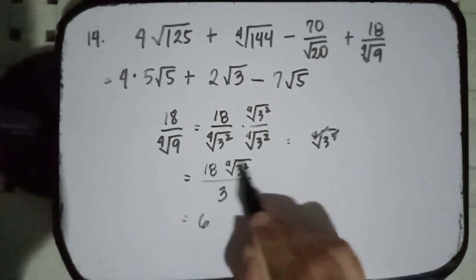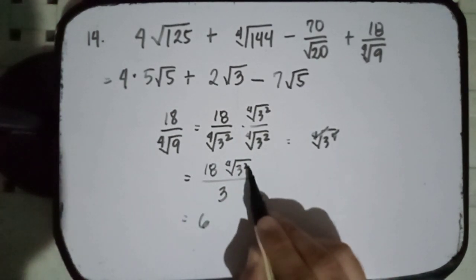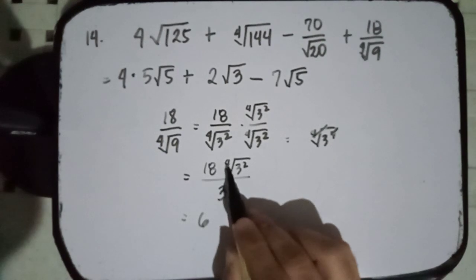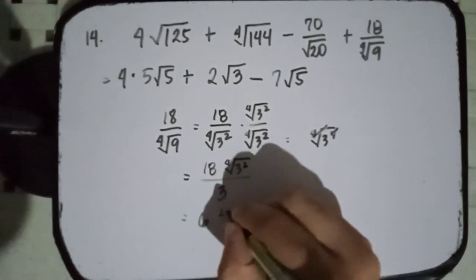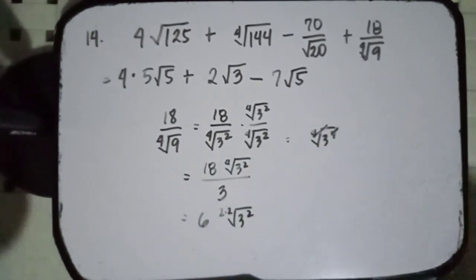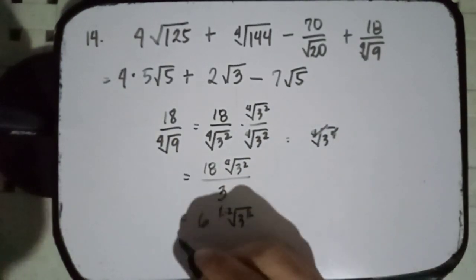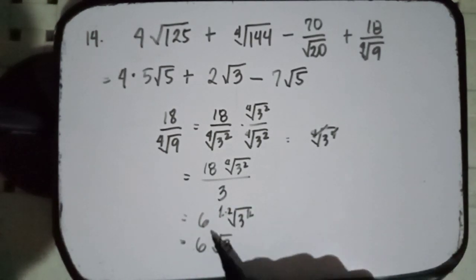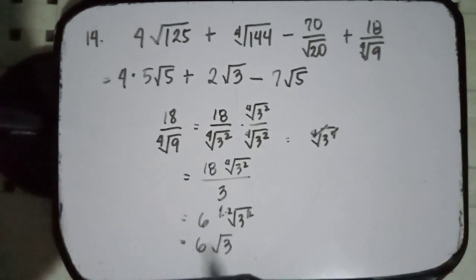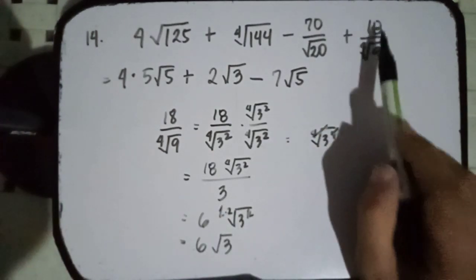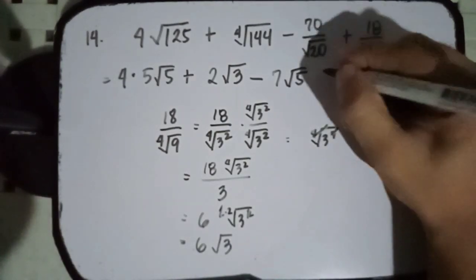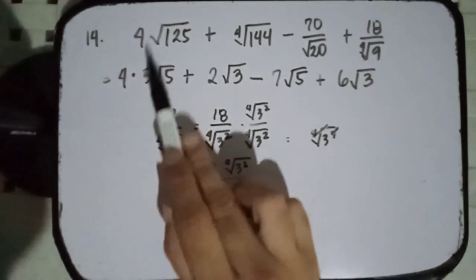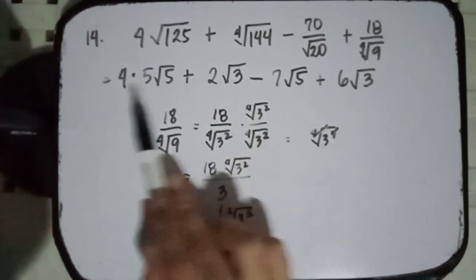Then pansinin na naman natin yung 4th root of 3 squared. Yung 4 at saka yung 2 dito, meron silang common factor. So i-reduce natin yung index nito. This will become 2 times 2 root of 3 squared. Then cancel out. This will become 6 square root of 3. So remember po, ito na ang magiging index ngayon, so di natin kailangang isulat. 6 square root of 3. So from this, naging 6 square root of 3 na, plus 6 square root of 3. So na-simplify natin isa-isa at napunta tayo dito.